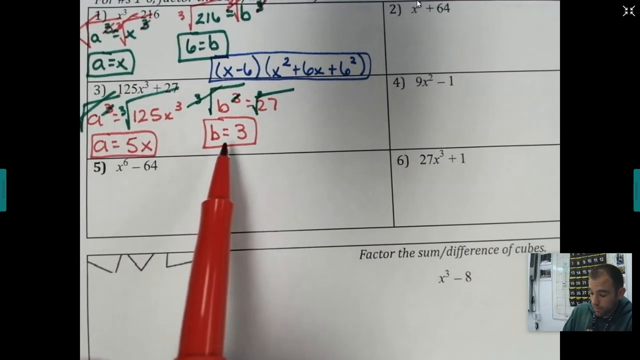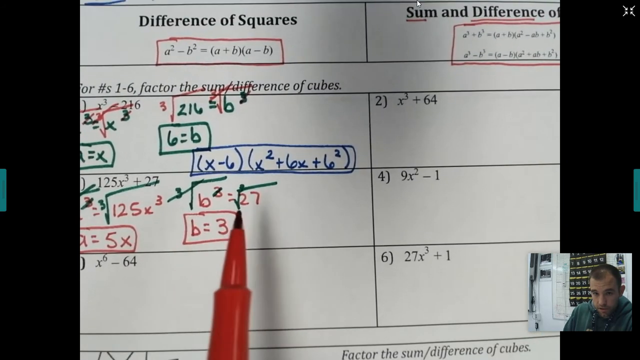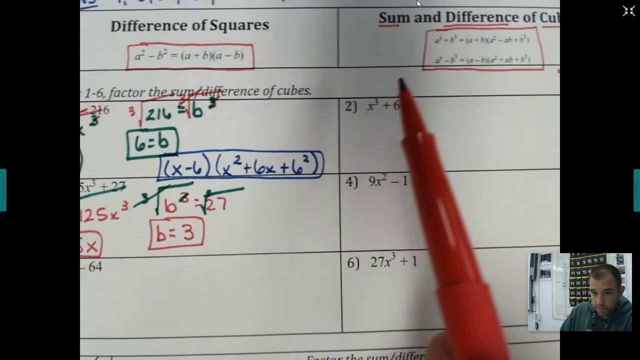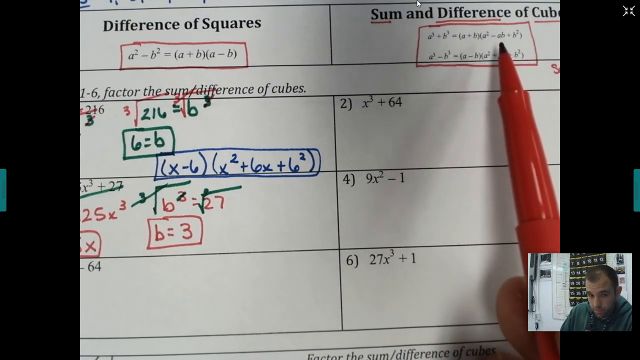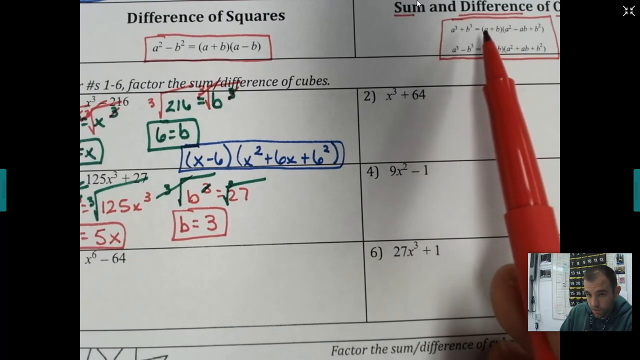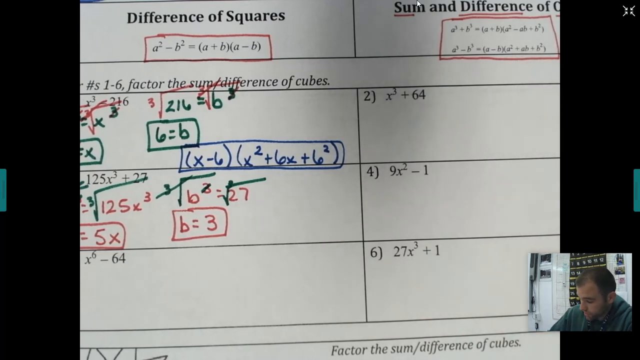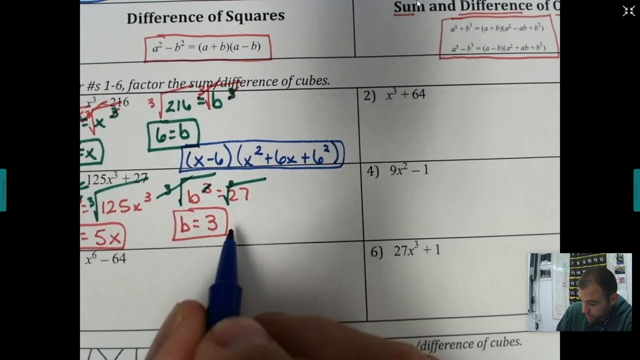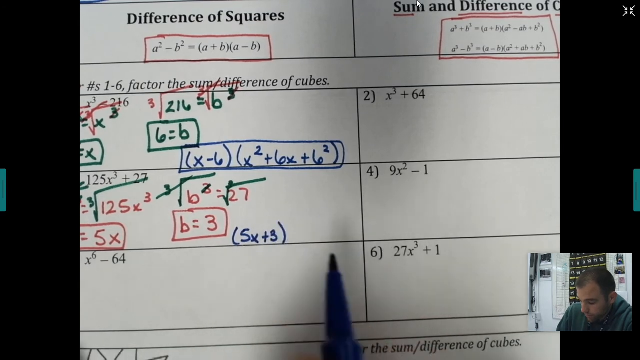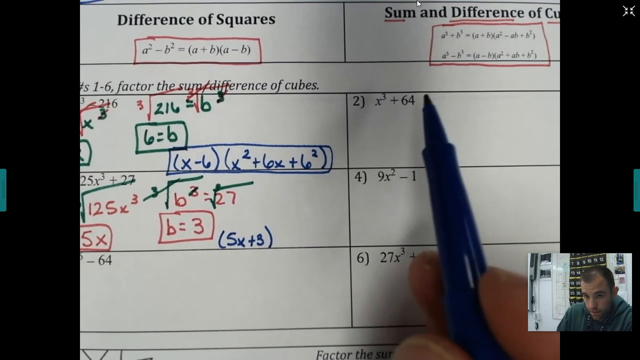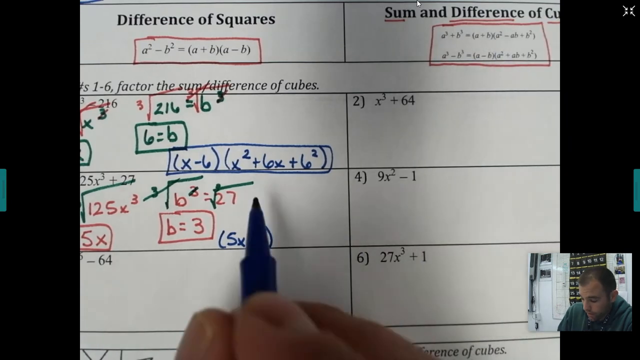So now I know what a and b are, right? I'm just going to make sure I pick the right one. There's a plus sign in the middle, so now I'm going to do this top equation, and I'm just going to plug them in wherever they go. So this says a plus b is first. A plus b, a is 5x, b is 3. So 5x plus 3. Then it says a squared.